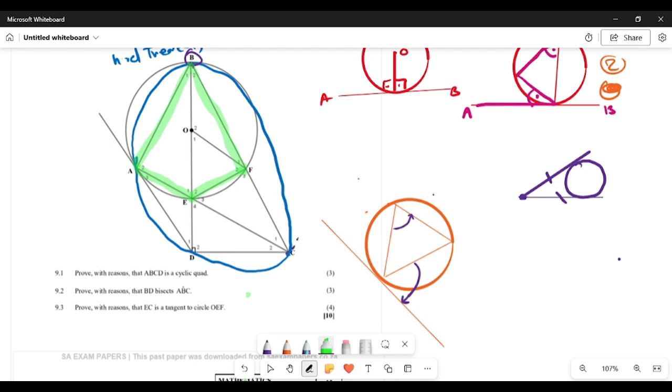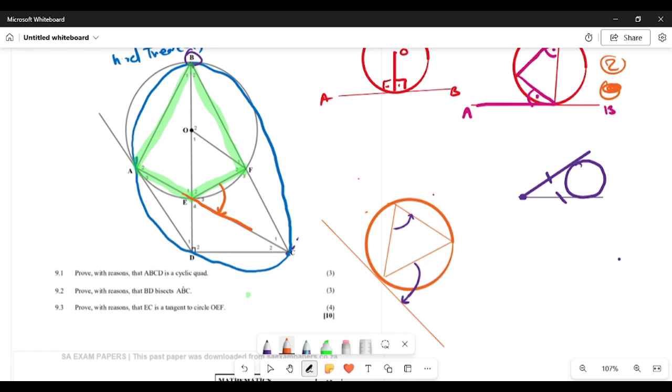Now, if you look at this, this is a cyclic quad. BAEF, it's a cyclic quad. And if you look at E3, this is an exterior angle of a cyclic quad. And what do we know about an exterior angle of a cyclic quad? An exterior angle of a cyclic quad is equal to the opposite interior angle. So I can clearly see that these two are going to be equal to one another. So I'm going to say E3 is equal to B1 plus B2. Why am I saying that? It's an exterior angle of a cyclic quad, so it's equal to the opposite interior angle.